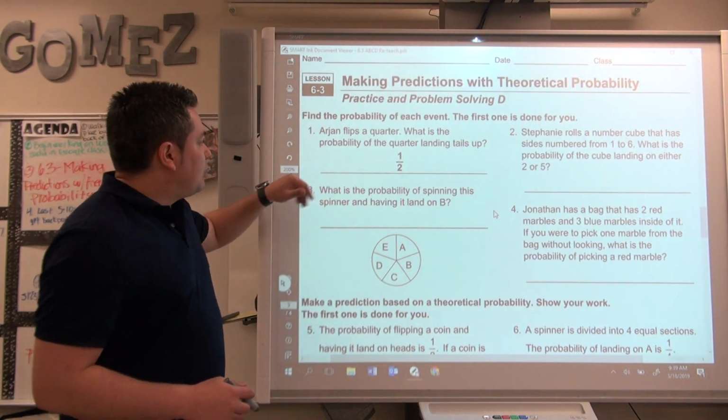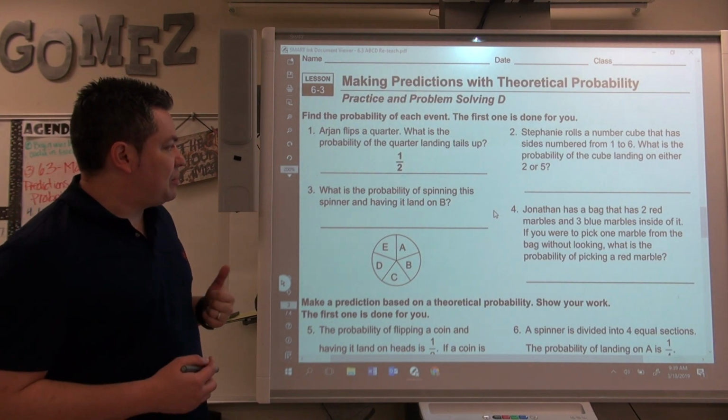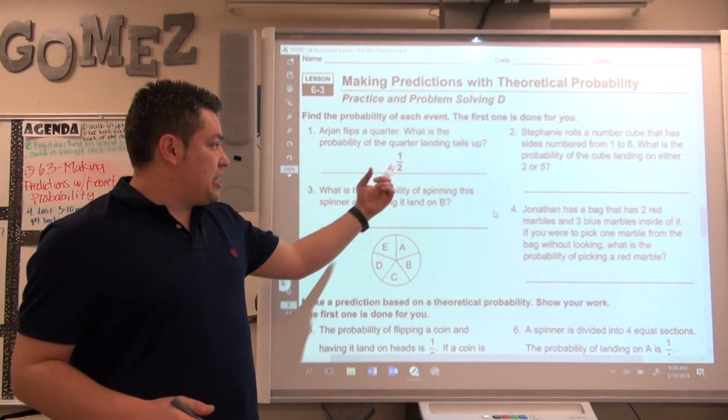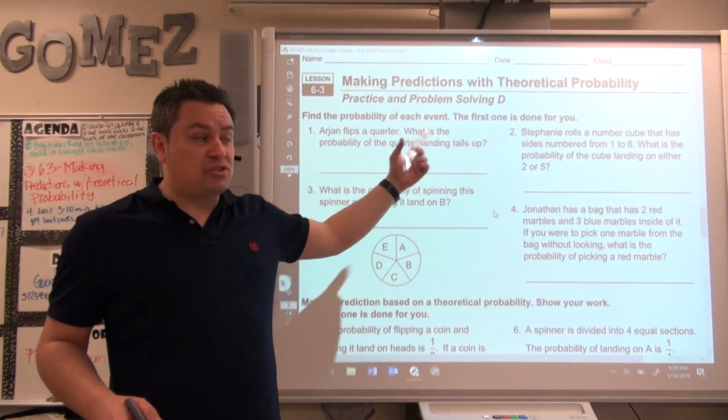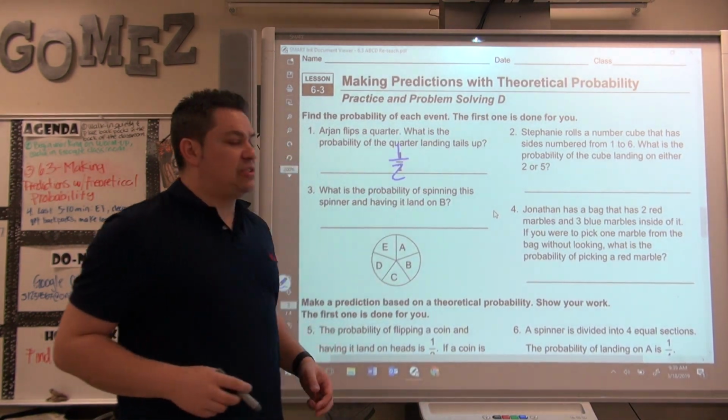Now, the first one is already done for you. It says, this guy flips a quarter. What is the probability of the quarter landing on tails up? Remember, there's only one tails out of two possible outcomes, so the answer will be 1/2. It's already given to us.